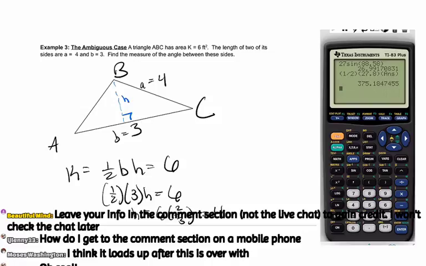If the height is 4, oh, and then now we want to solve for angle C. Okay, I think I have an idea of what angle C is now. Notice that the height is 4 and the side A is 4.